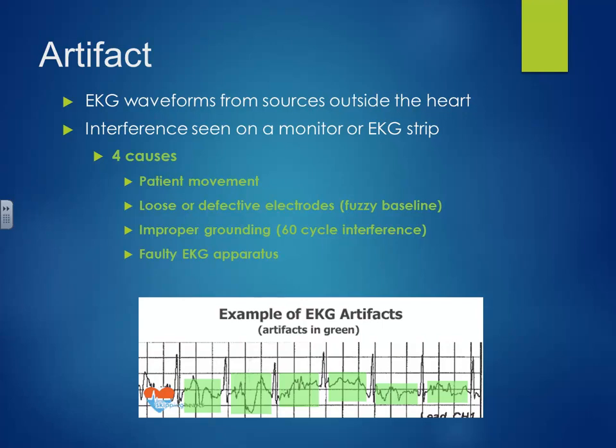So, the first thing you do, if you see artifact, get them to hold still. Second thing you do, check your leads. Third thing you do, look and see if your lead wires are connected appropriately, and look around to see if there is a radio or something that could interfere. If there's a radio, like ETS has radios on the back of their ambulance, if you see a lot of artifact that you can't change, turn the radio off, because sometimes that interferes with it. All right? And then lastly, check your equipment.